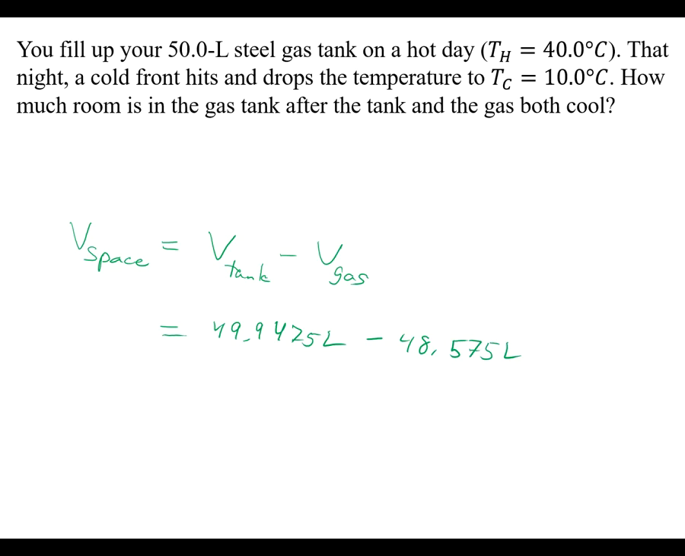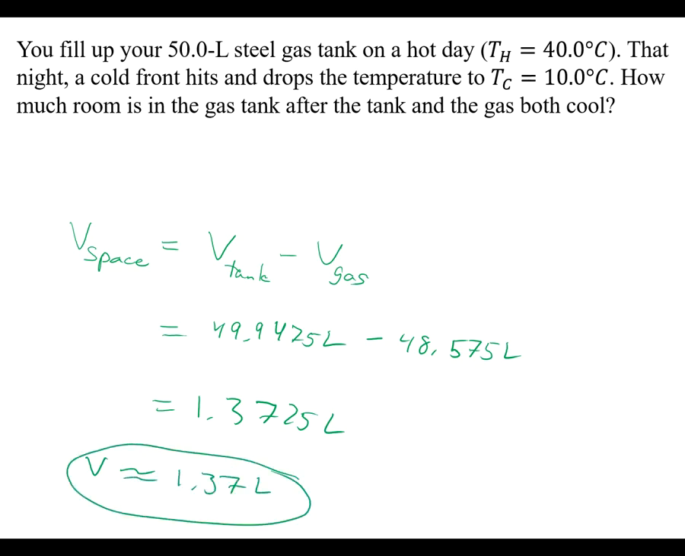Okay, so if I take that difference, 49.9475 minus 48.575, I get a volume of 1.3725 liters. Now, three significant figures. We haven't been rounding to significant figures recently, so the volume you have is somewhere around 1.37 liters. You could fit another 1.37 liters of gasoline into your tank.